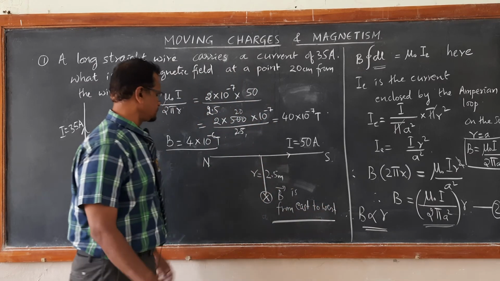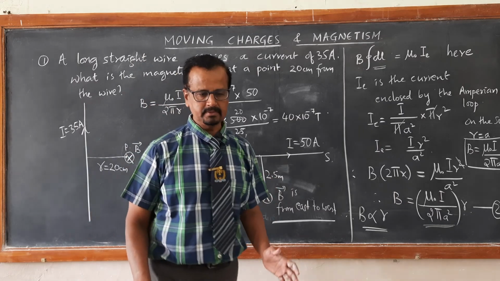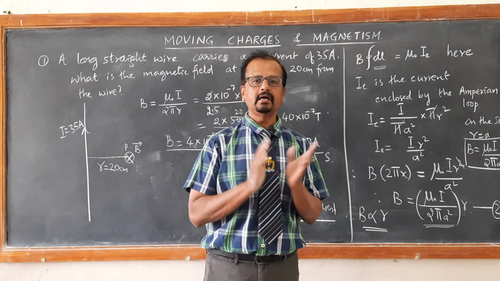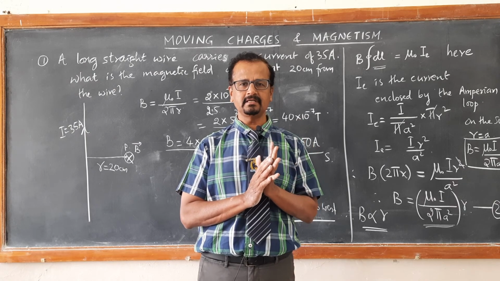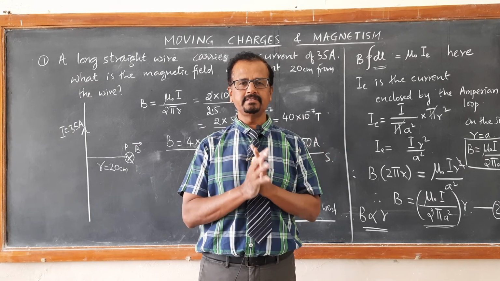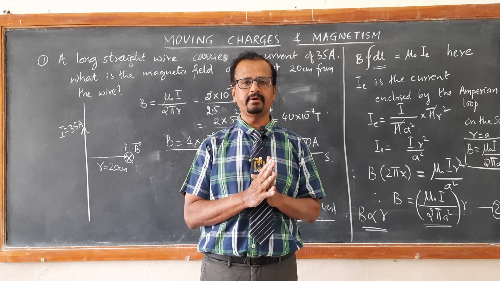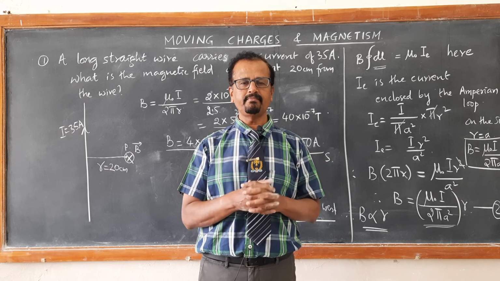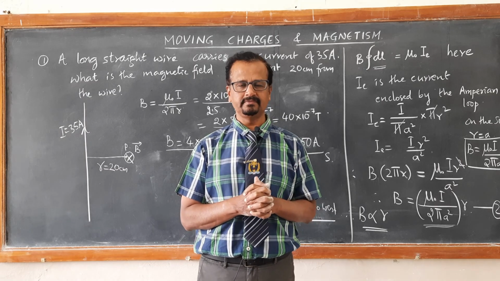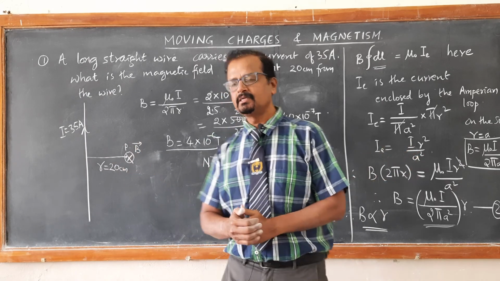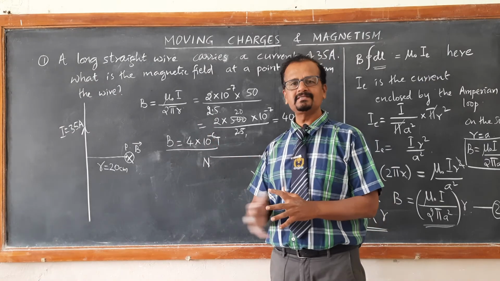And in all these numerical problems, we have neglected Earth's magnetic field. Earth's magnetic field on an average is taken to be constant, 3.6 into 10 to the power of minus 4 Tesla, almost 0.36 Gauss. So in all these numerical problems, the Earth's magnetic field is neglected.